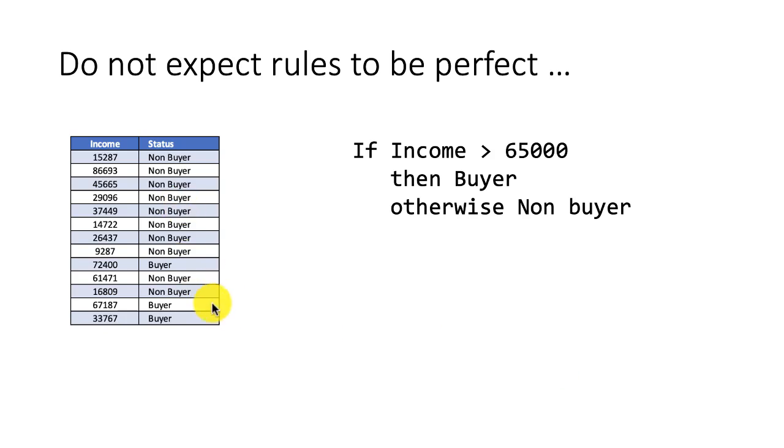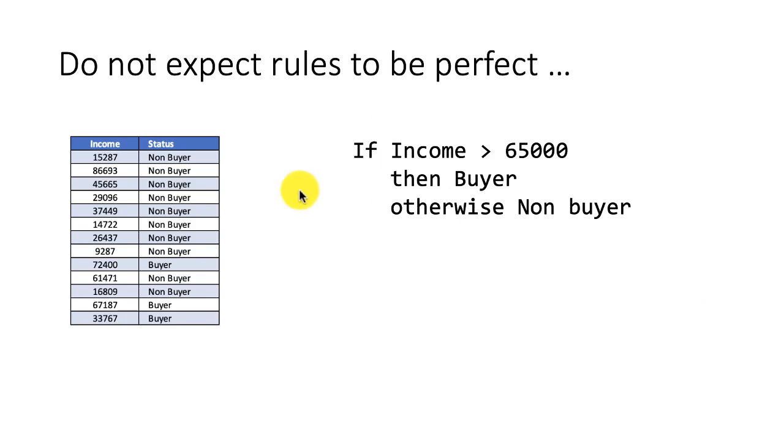Here I've got a slightly modified version of the same data that we looked at earlier. We're saying if income is greater than 65,000, then the person is a buyer, otherwise a non-buyer. But it turns out that's not exactly correct. In the first case, you have a person whose income is pretty high, but the person didn't buy. And in the last case, you have a person whose income is less than 65,000, but the person bought. So by and large, the rule works, but it's not exact. And this is all we can do in the real world.